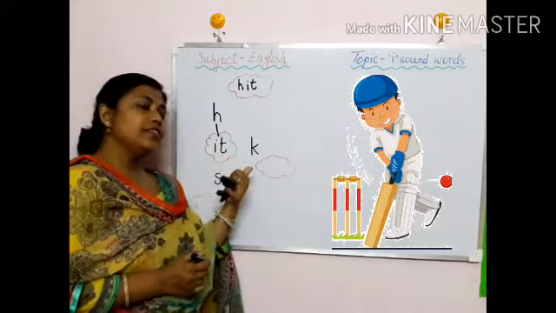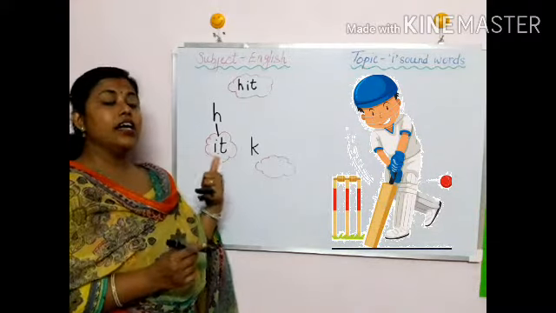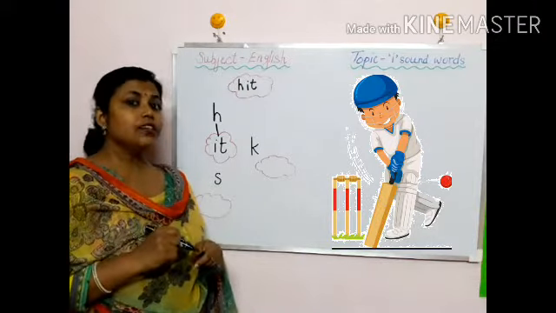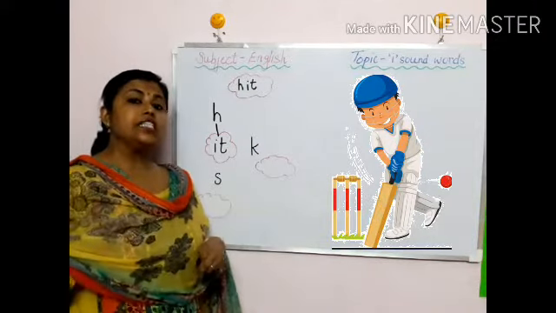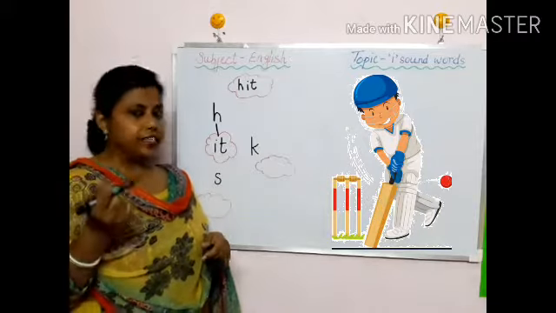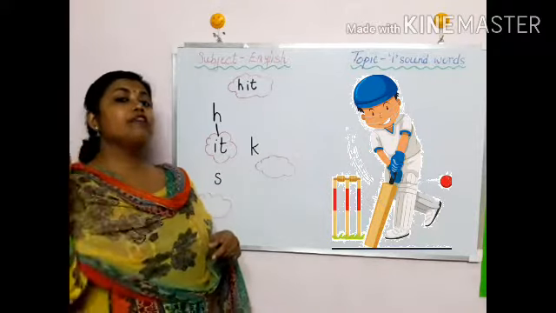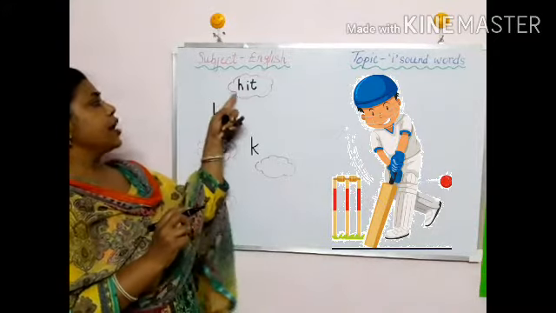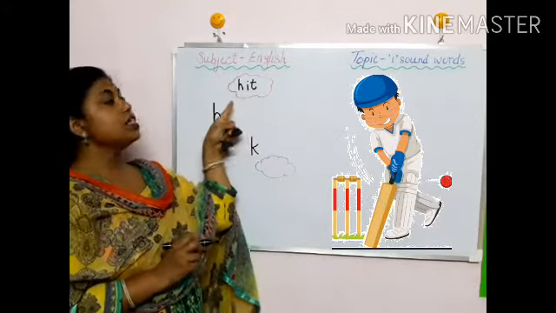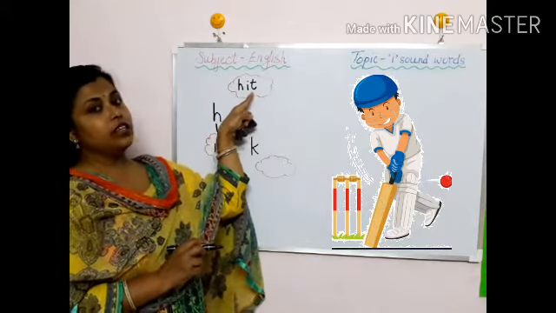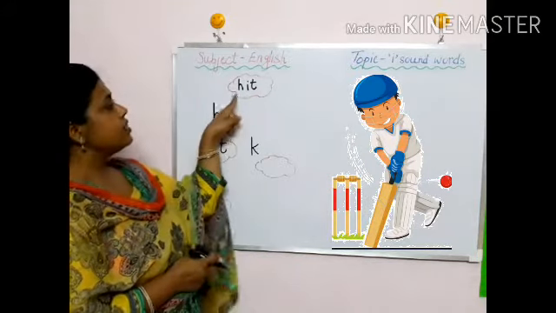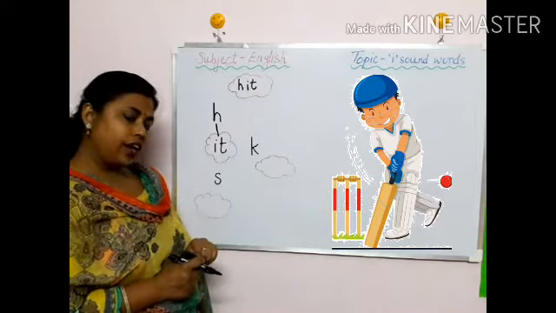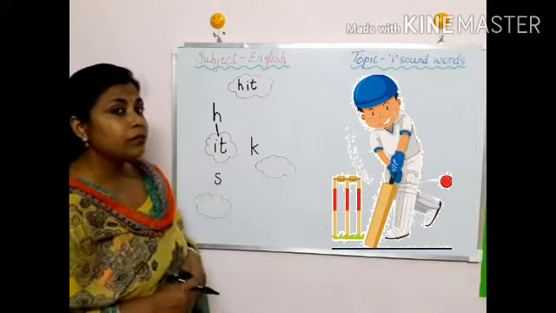Let's see the picture. Yes, this is a hit. When you hit a ball with a bat, you see the cricket match? Yes. So, when you hit a ball with a bat, that is hit. Or by mistake, when you hit anybody or push, that is hit. H-I-T, hit. This we call CVC words.